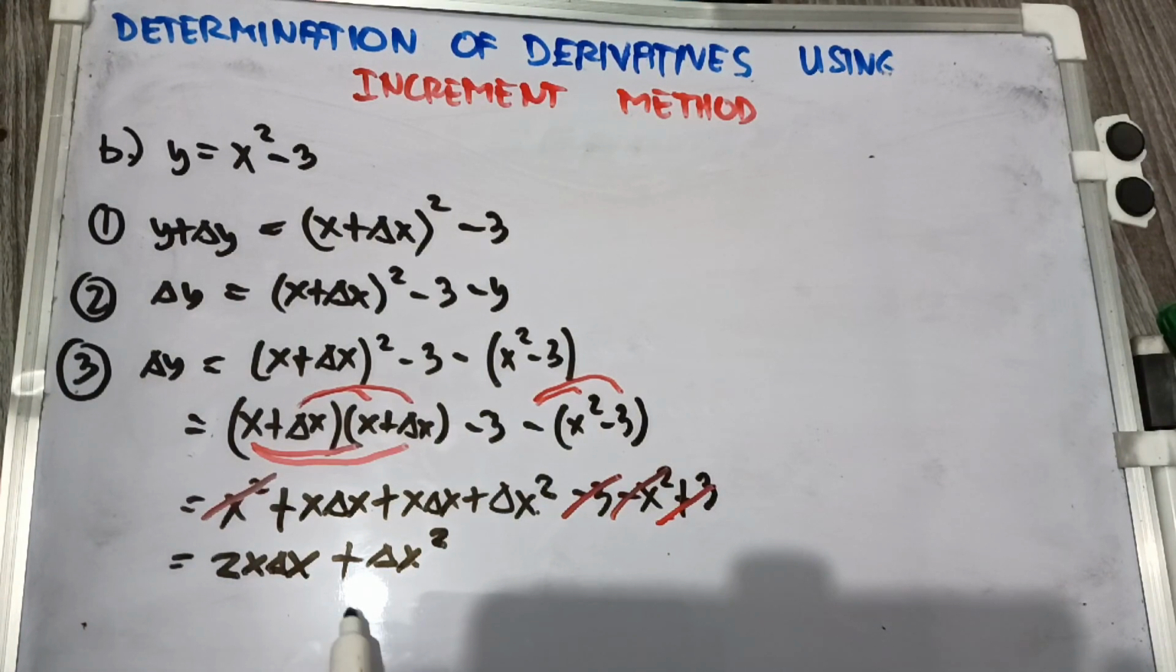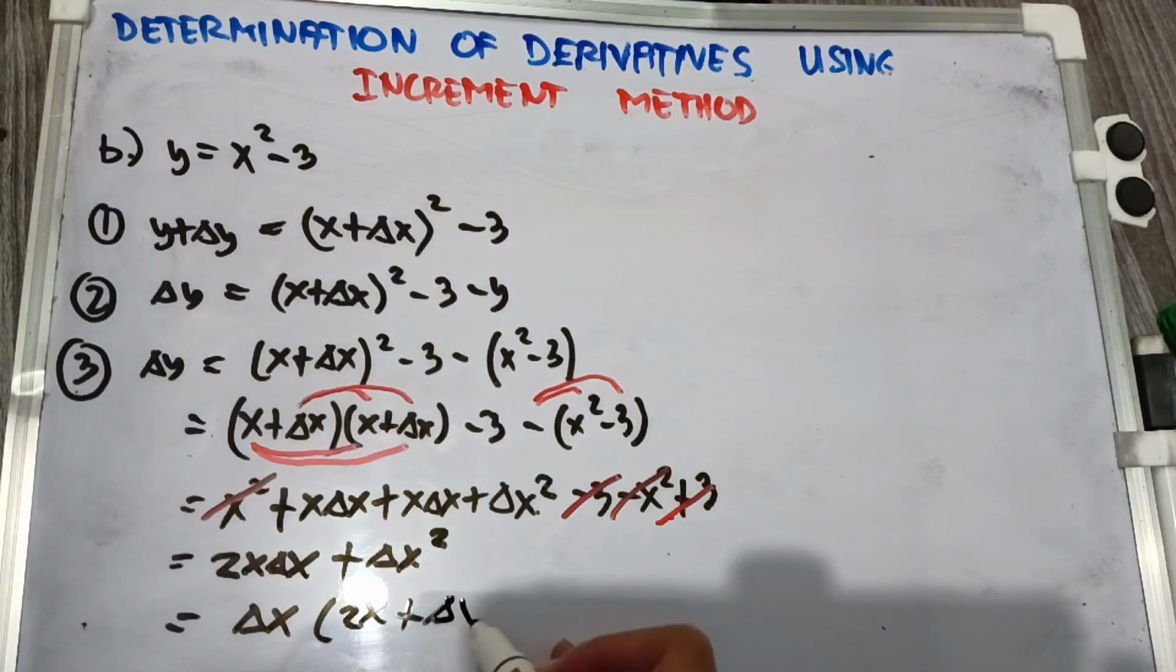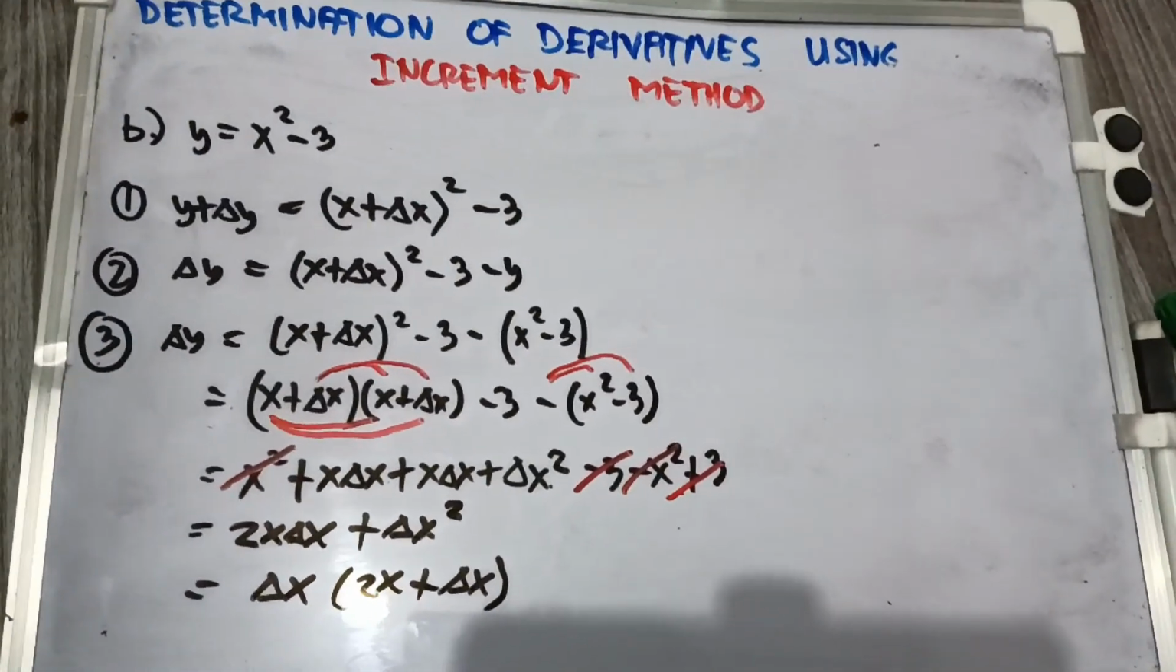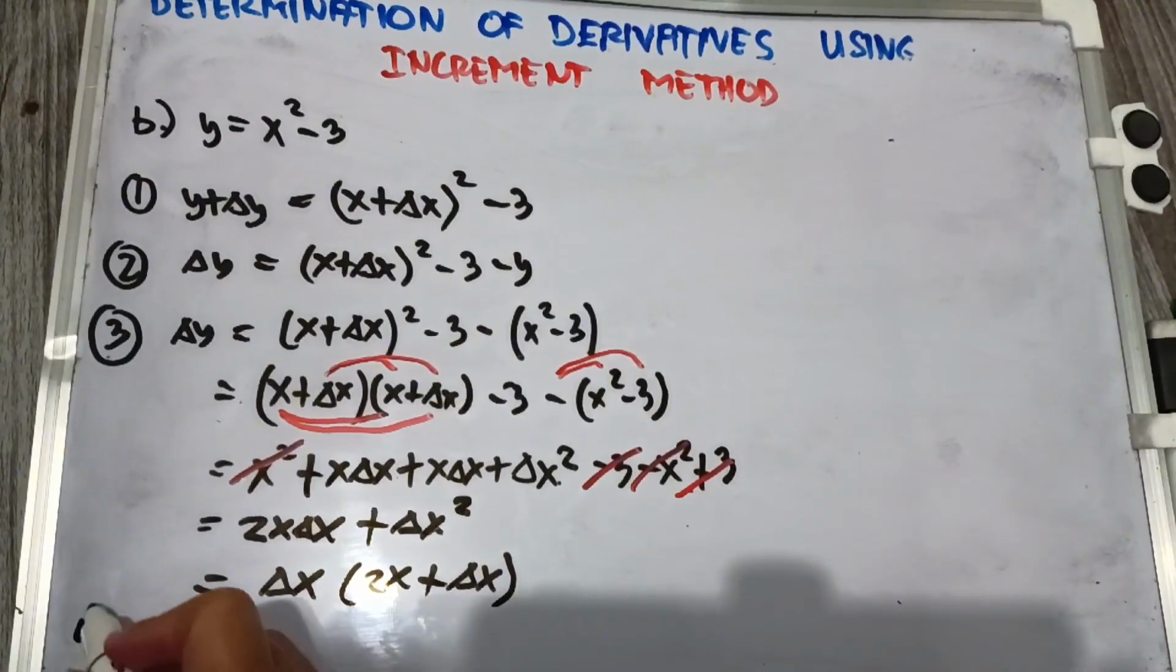Then let's get its like terms. That will be the delta x. In this term, we have delta x. In this term, we have 2 delta x. So we can get like terms. Then it will be like that. When we are going to multiply this, the result is still the same with this. Delta x times 2x is 2x delta x, and delta x times delta x is delta x squared. We did that in order for us to divide in step number 4.